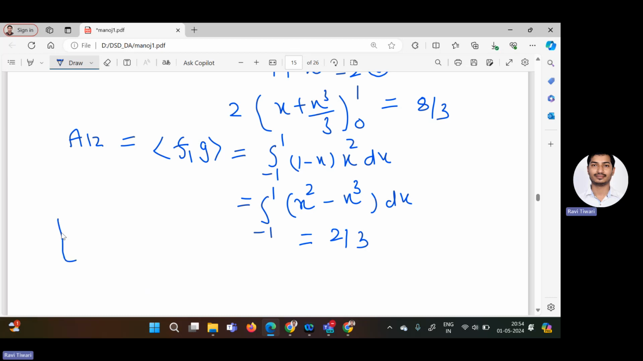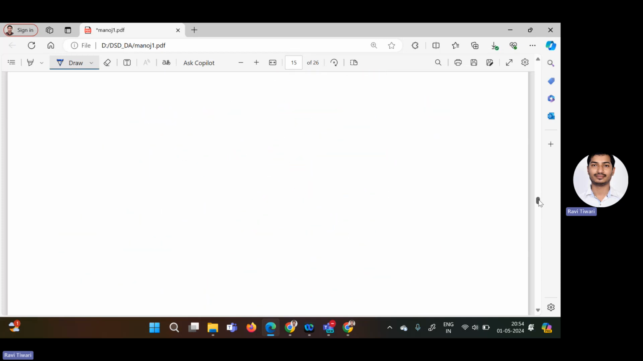Similarly, you can calculate A22. So what will be the matrix? A11, A12, and A12 and A21 are the same, so A21 and here A22. So this is the way to calculate the matrix representation of an inner product space. So I hope this concept is clear to you.